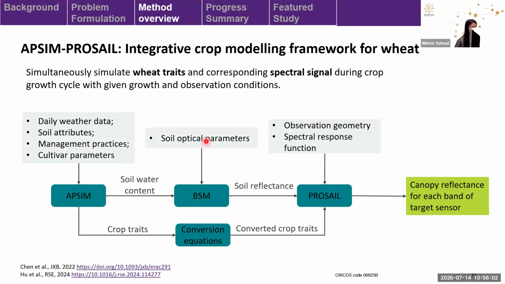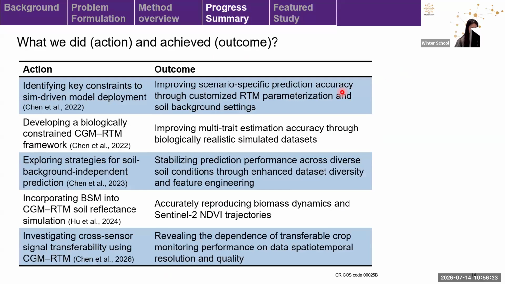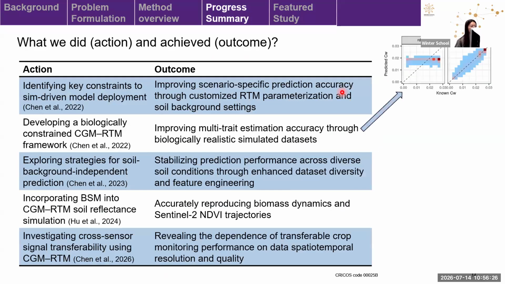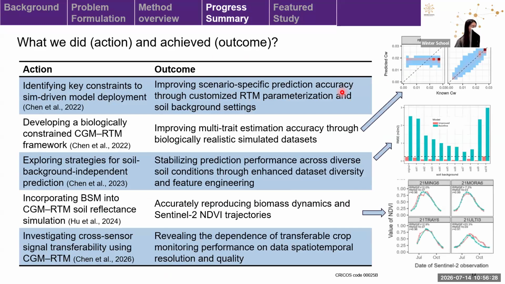So we talk a lot about the crop model versus the radiative model. That's actually what we really do in our work. We choose the FC model as a crop growth model and the PROSAIL model as a radiative model, and then we propose our own crop monitoring framework for wheat. In the past few years, we did a few works to enhance the realism of the simulation data and also try to develop more powerful prediction models for crop trait estimation.